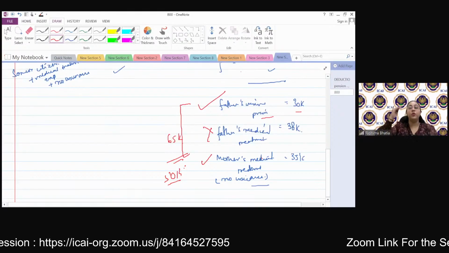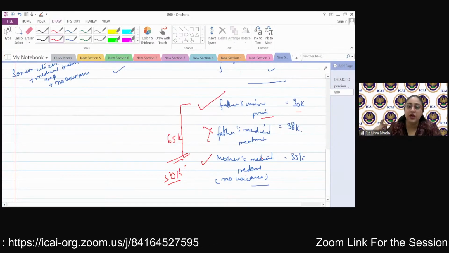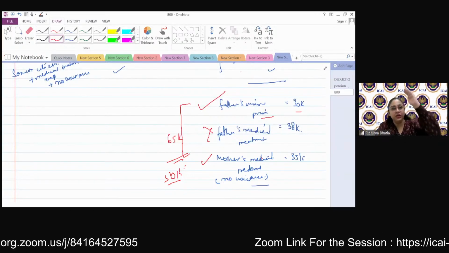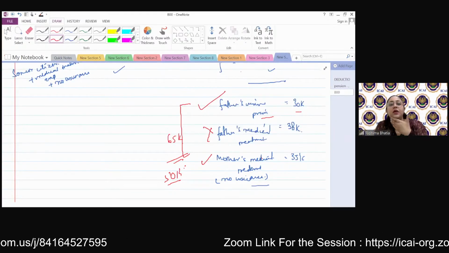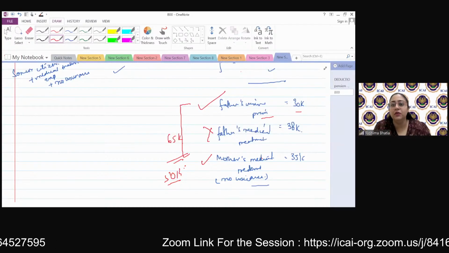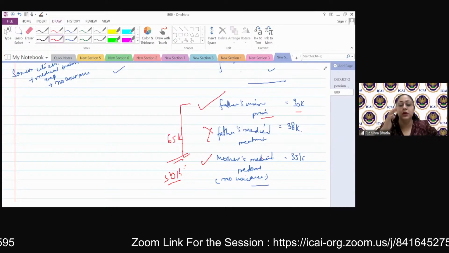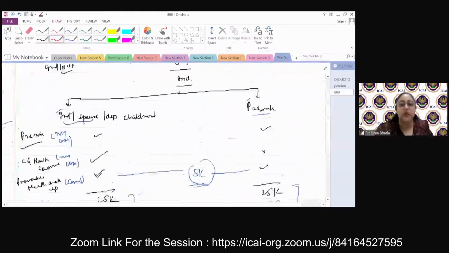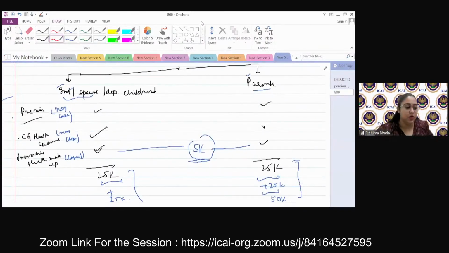But first you have to pick what all the eligible expenditures are, and then you have to restrict it to 50,000. पहले हमेशा write the list of eligible expenditure, or eligible payments, or eligible investment, and then compare it with the ceiling limit or the capping limit. Okay, so this is about 80D.